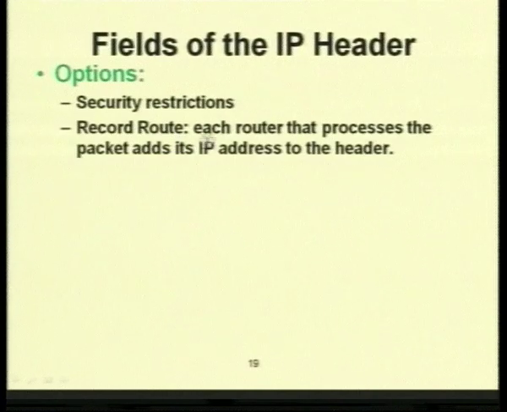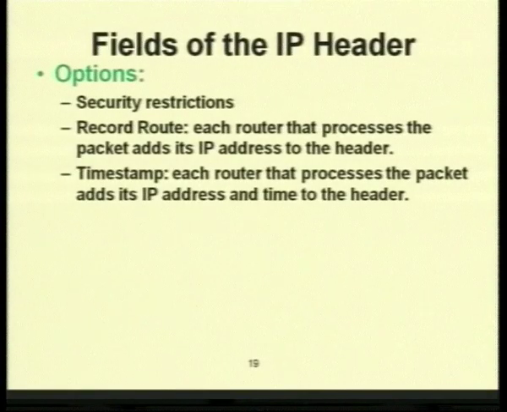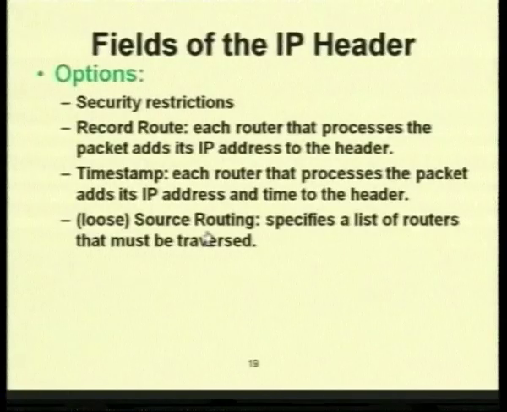Now, this allows each router that processes the packet to add its IP address to the header. So, the idea would be that when you reach the destination, you would have a complete record of the route that has been taken by this particular packet. Similarly, we have a timestamp option which allows each router to add not only its IP address, but also the time at which it received that packet. So, you can also get an idea of the time that it takes for the packet to go from the source to the destination.